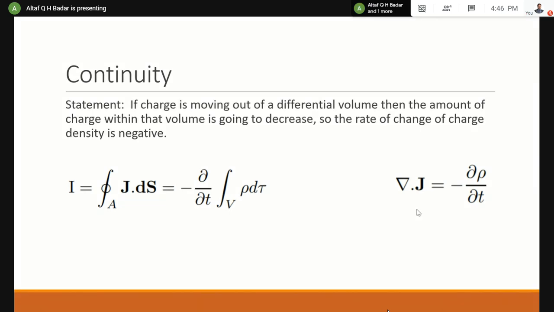The second formula here, del dot J, is in the differential form. The same thing in differential form.